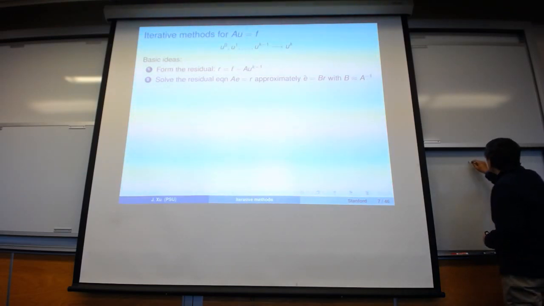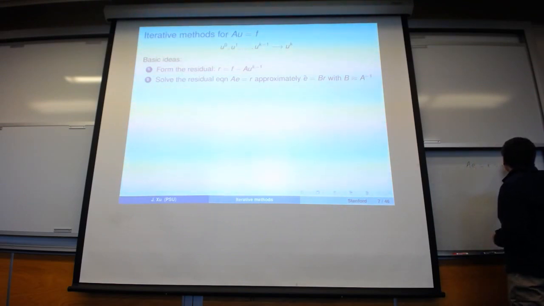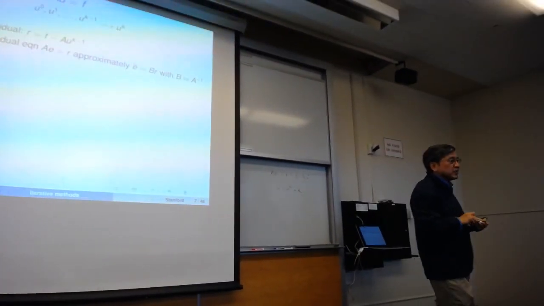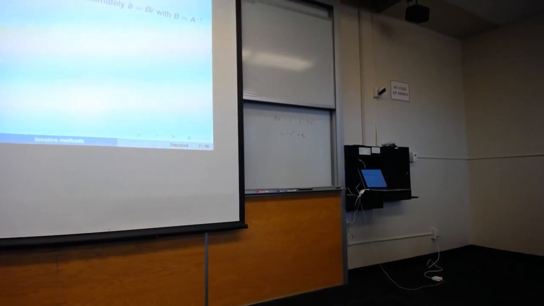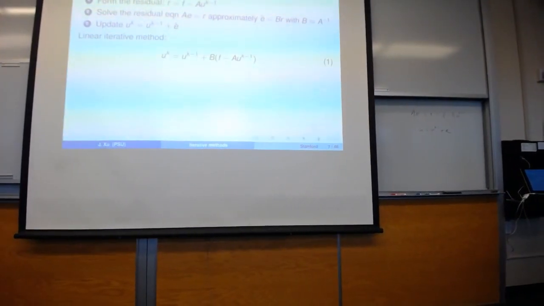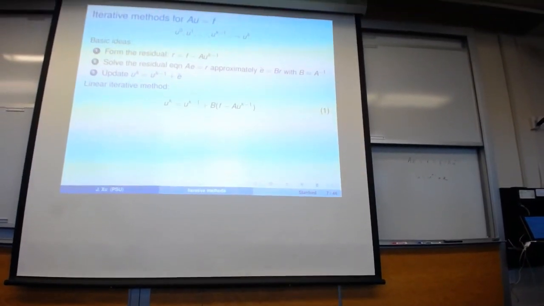Here R is equal to F minus A times U_{k-1}. As you can see, U is actually equal to U_{k-1} plus E. If you solve this exactly, you get the exact solution. But of course you cannot solve this exactly, otherwise you could solve the original problem exactly. So you solve it approximately, with some kind of approximate inverse, B. And then you update. This is pretty much the iterative method. The linear iterative method we usually use is in this form: this is the residual, you do the correction, and you go from there.